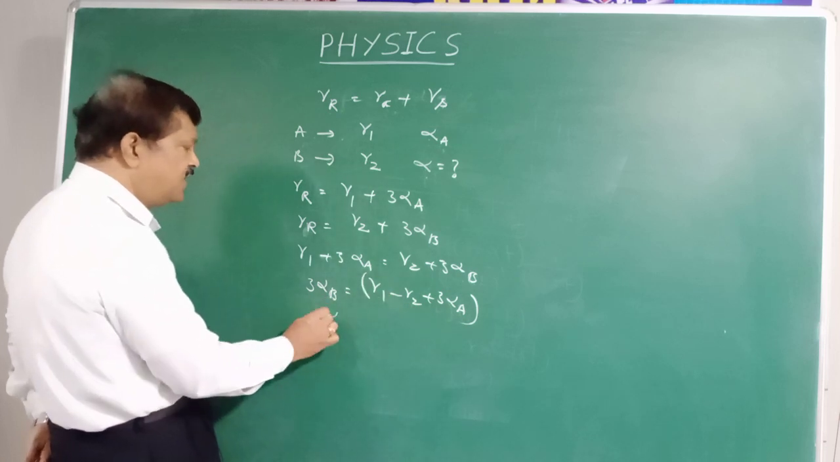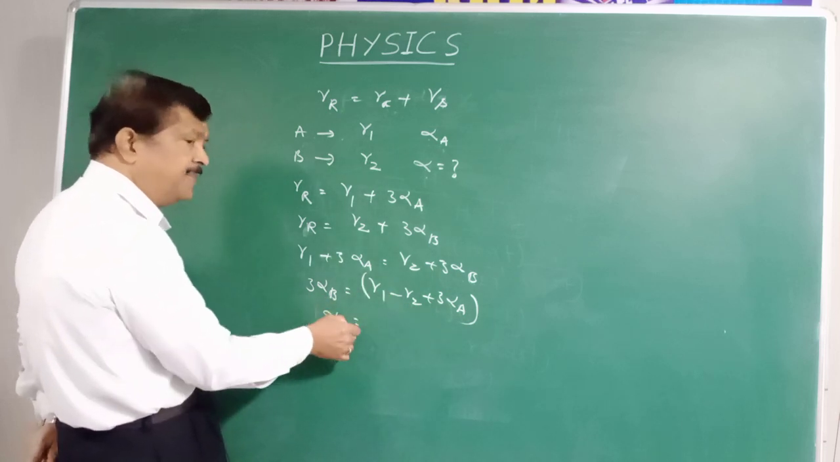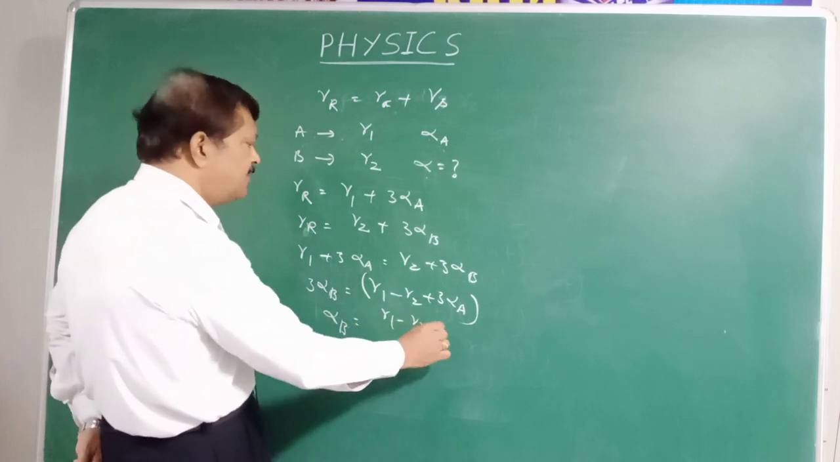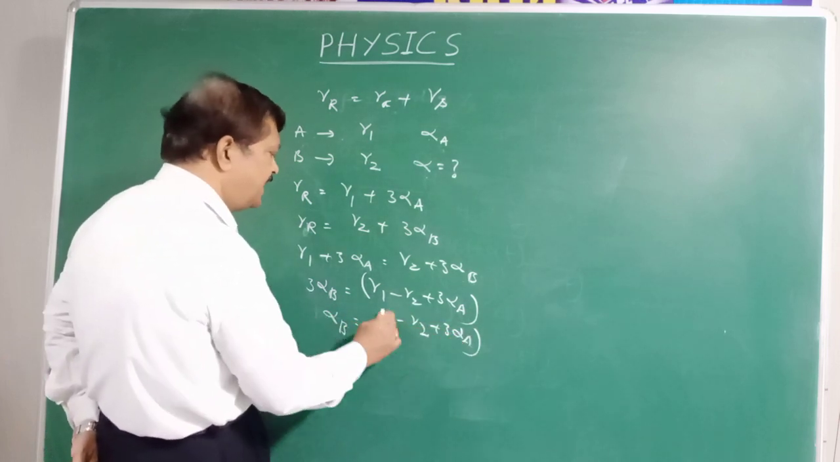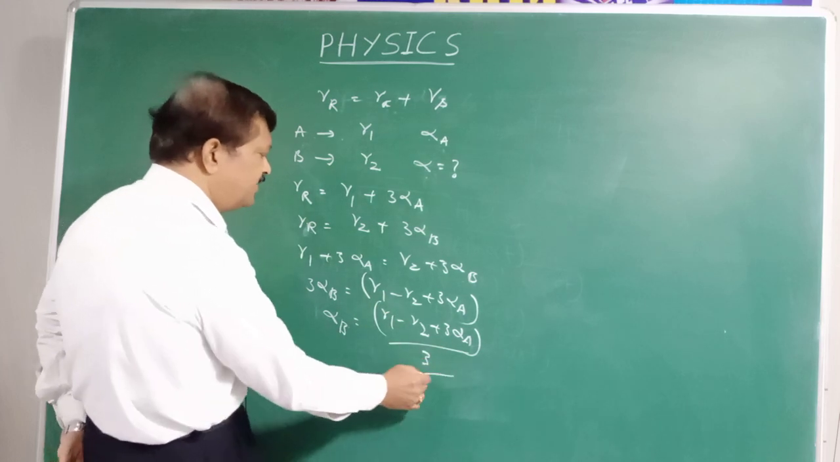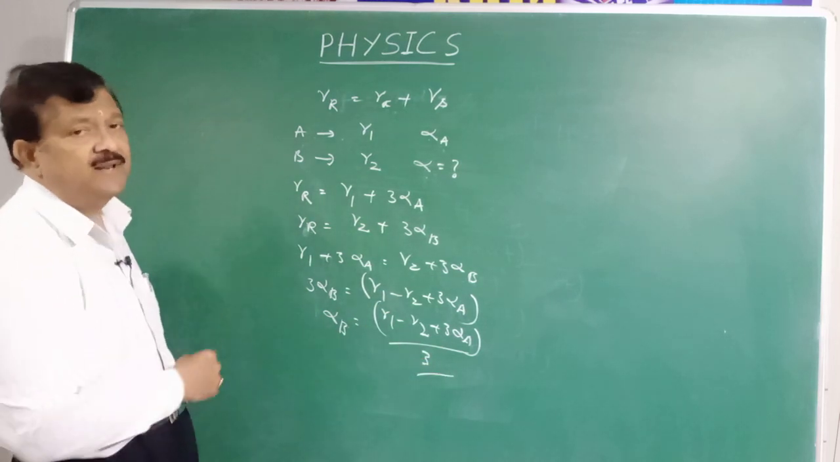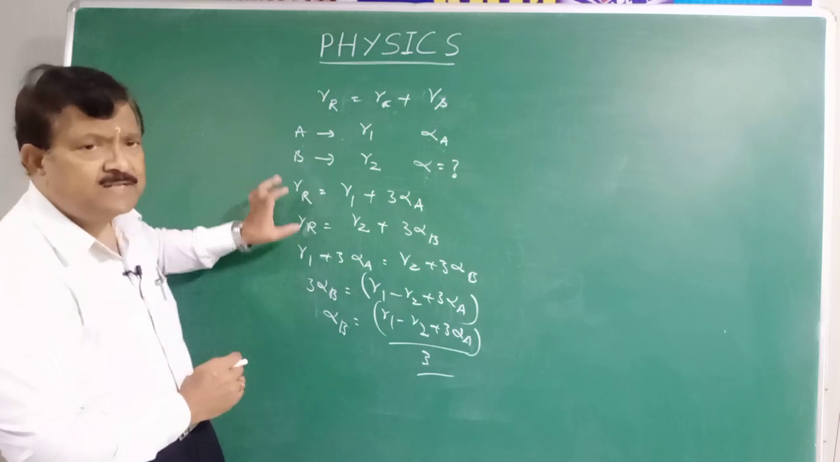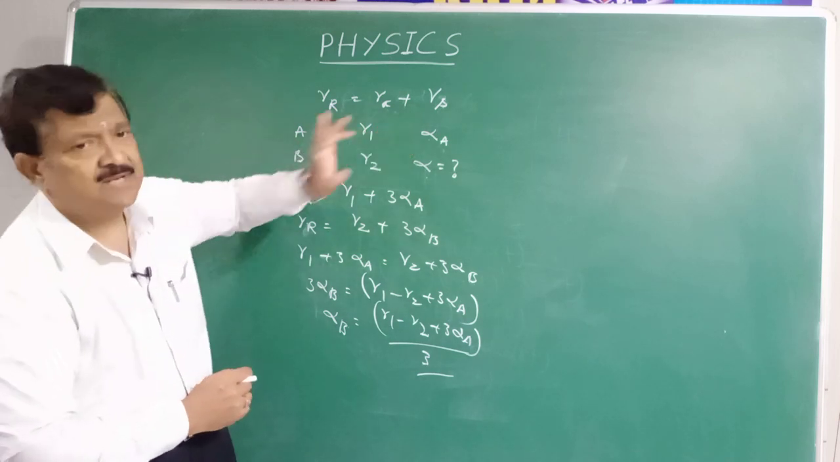So to get the value of alpha of the container B, or material of B, it is gamma 1 minus gamma 2 plus 3 alpha A, whole divided by 3. You will get the value of the coefficient of linear expansion. This is a simple example to understand this relation.